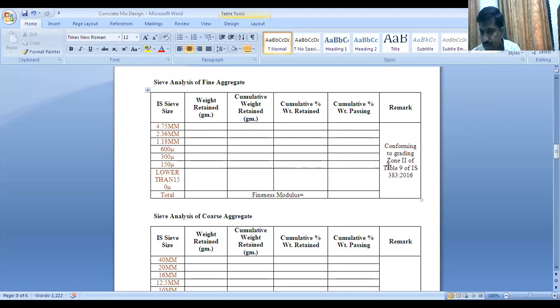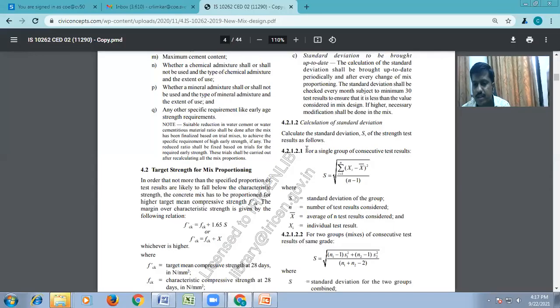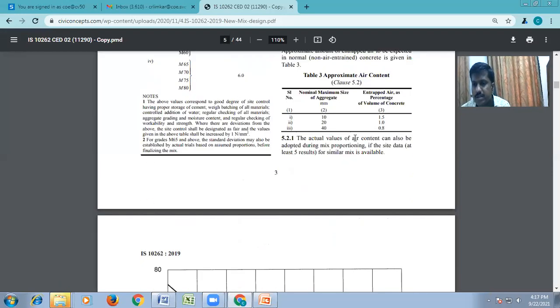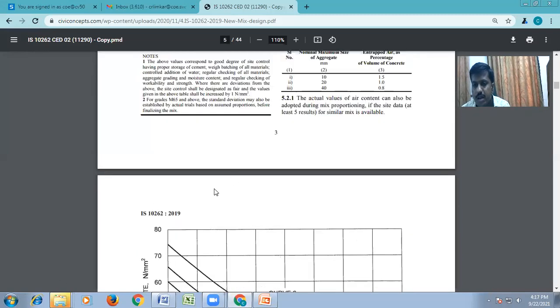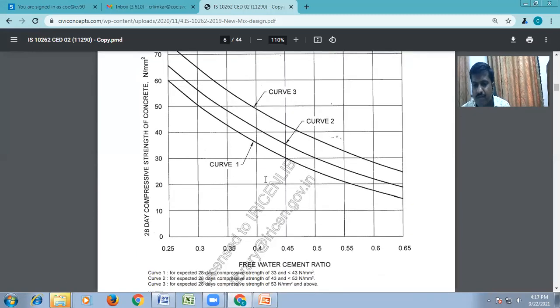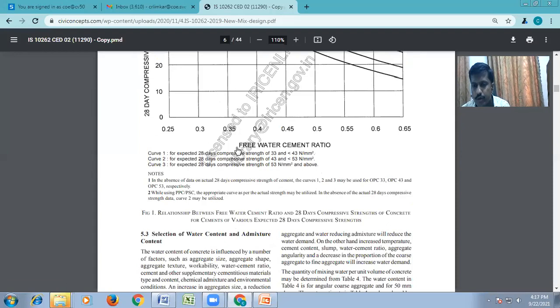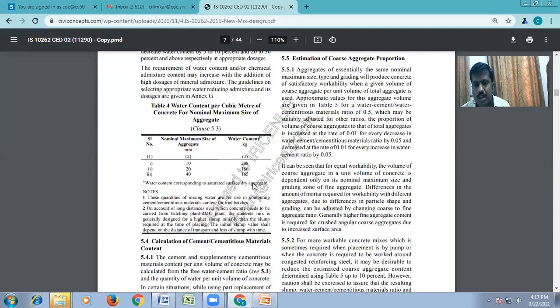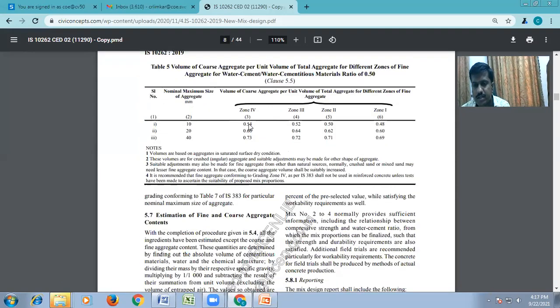ठीक आहे. This zone you are going to decide. Okay, I will show you the table also. Just give me a minute. Yes, here you can see in our IS code also it is given. This is the standard deviation, then maximum nominal size, percentage of the entrapped air. Using this graph, using this curve, you are going to decide the free water cement ratio. I will tell that point in our upcoming session. Water cement, yes, this is the zone.